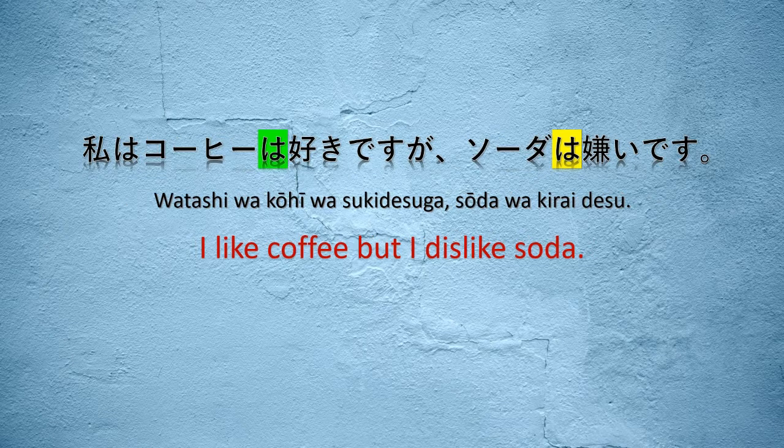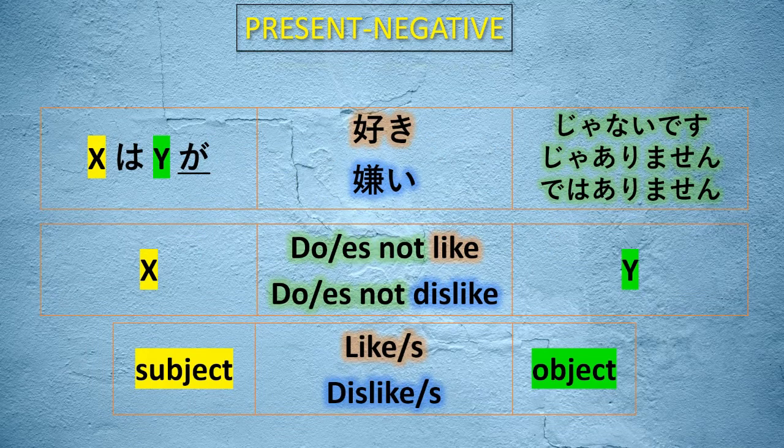私はコーヒーは好きですが、ソーダは嫌いです。I like coffee, but I dislike soda. Okay, now we have the present negative.